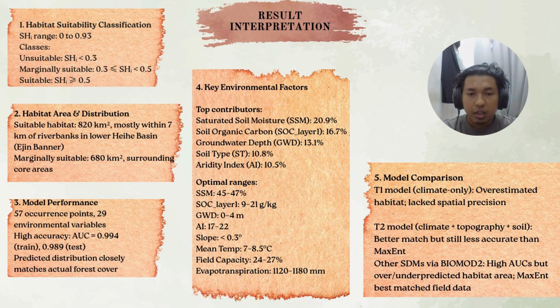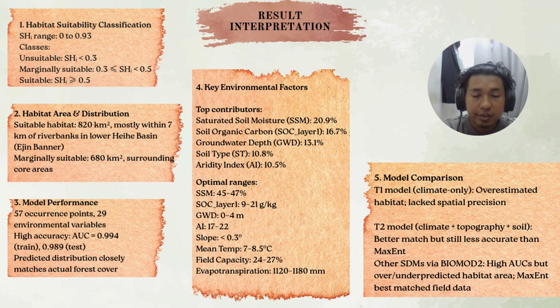And we also compare the model with other models. The T1 model, which uses only climate data, overestimated the suitable area. The T2 model added more variables and was more accurate but still not perfect. Only MaxEnt produced a result that matches the actual distribution.